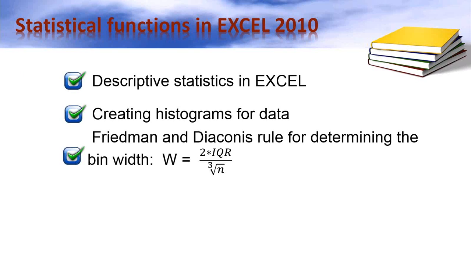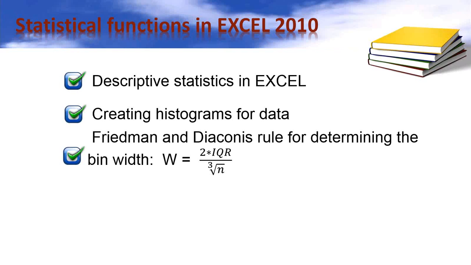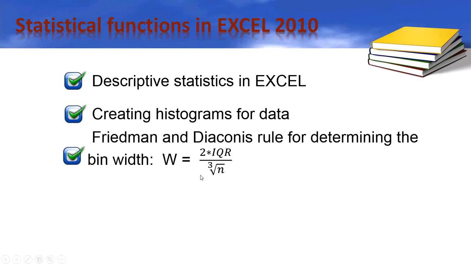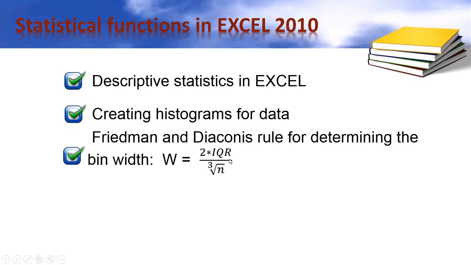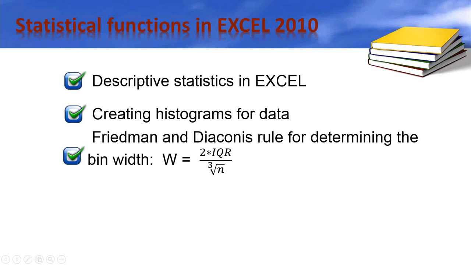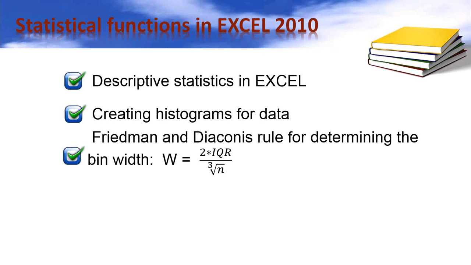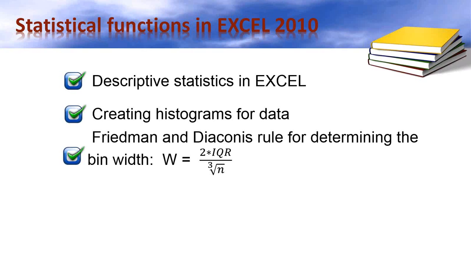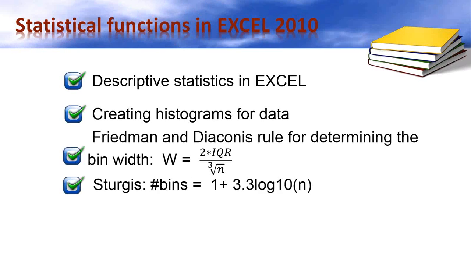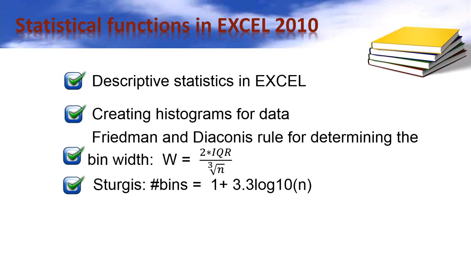The rule for determining the bin width of the class is given by W equal to 2 times the interquartile range. The interquartile range is the third quartile minus the first quartile, and I will show how to compute that in Excel. Divided by the cubic root of the sample size.